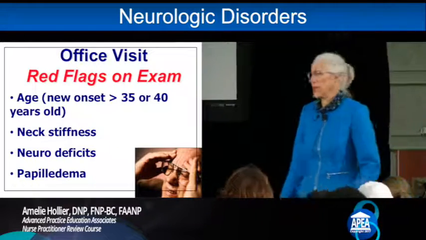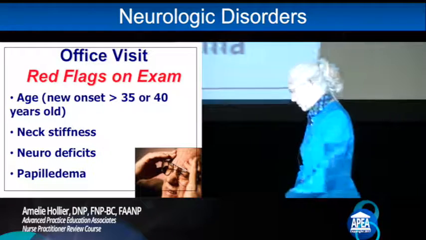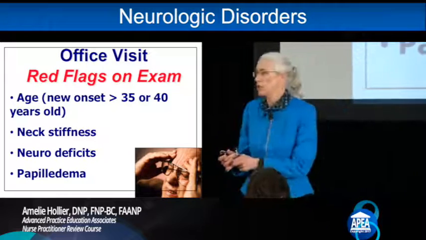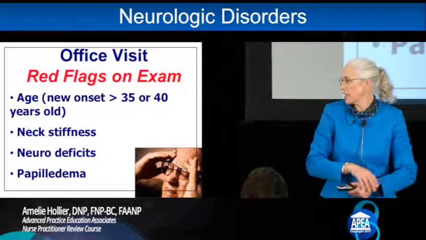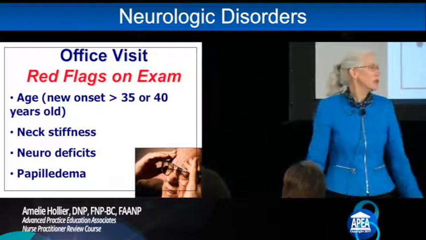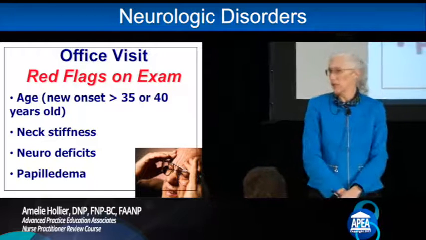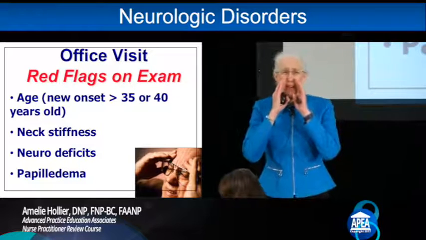What about some red flags on exam? Well, listen, I hate to be the bearer of bad news. When we talked about pneumonia, I threw out an age to you as an older pneumonia patient. What was that age? 65 years old. In the realm of neuro, with a new onset headache, how old is older? 35.